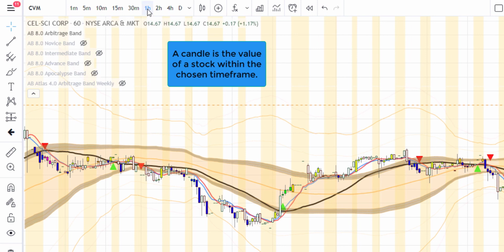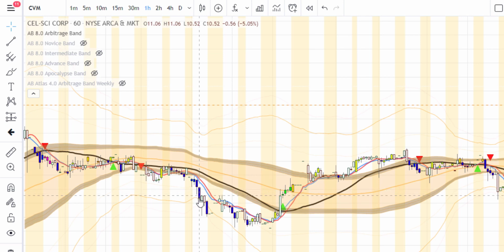So for instance, we're looking at the 1 hour chart. Well, the 1 hour chart means that each of these candles takes an hour from start to finish. So it is the value of the stock, whether it went from $1 to $2 or $2 to $2.25. It is the change in the value of that stock in that given time frame.